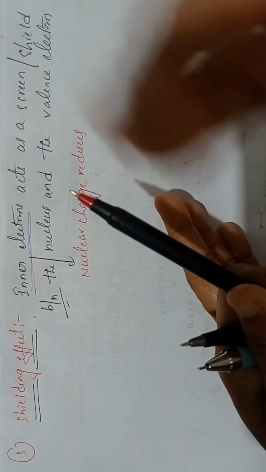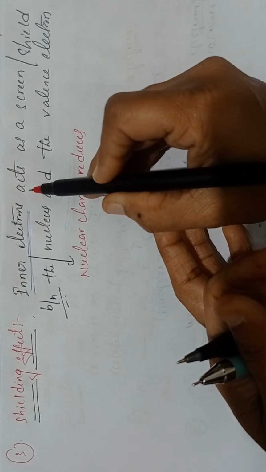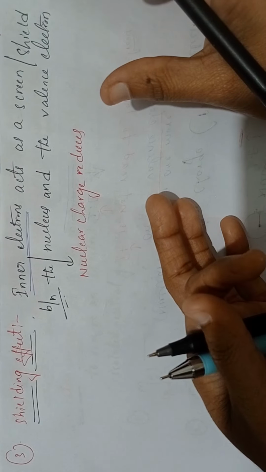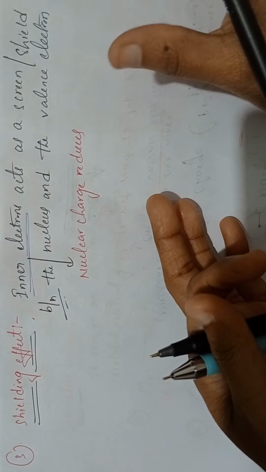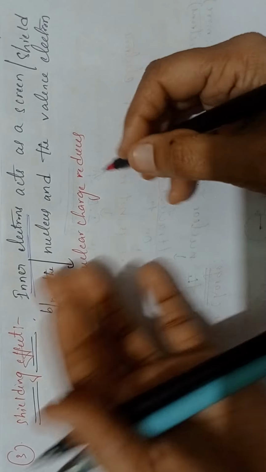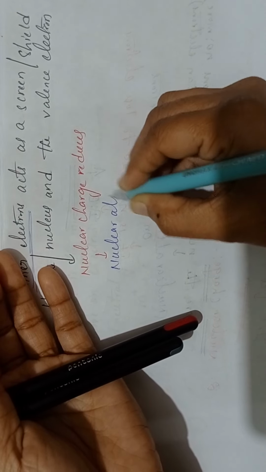Inner electrons act as a screen between the nucleus and the valence electron. So that's why these inner electrons are pushing the valence electrons away from the nucleus. So that's why what will happen, students? Nuclear attractions decrease. Are you clear? Nuclear attractions decrease, students.